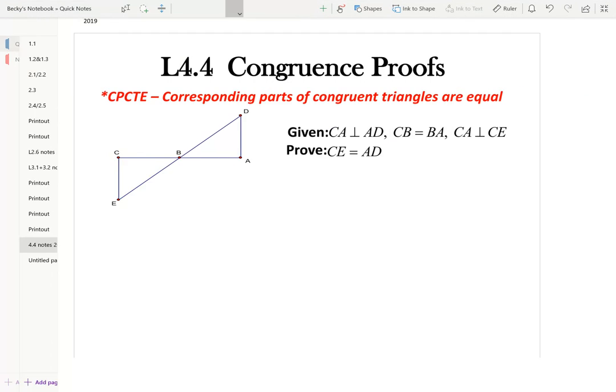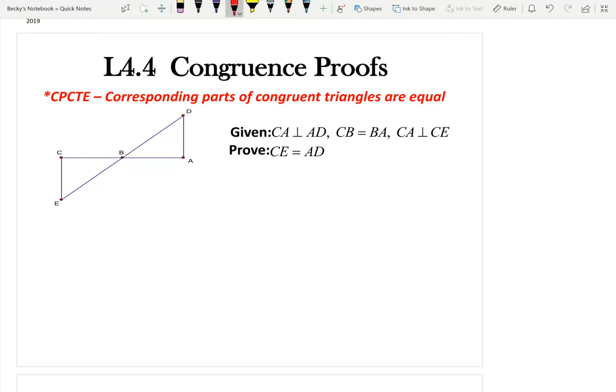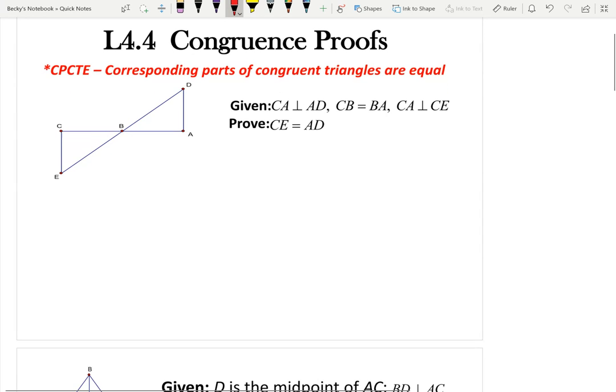Hi everyone. Today we're going to talk about some flow proofs. So make sure you have some paper. We're going to write these out, and let's just jump into this.